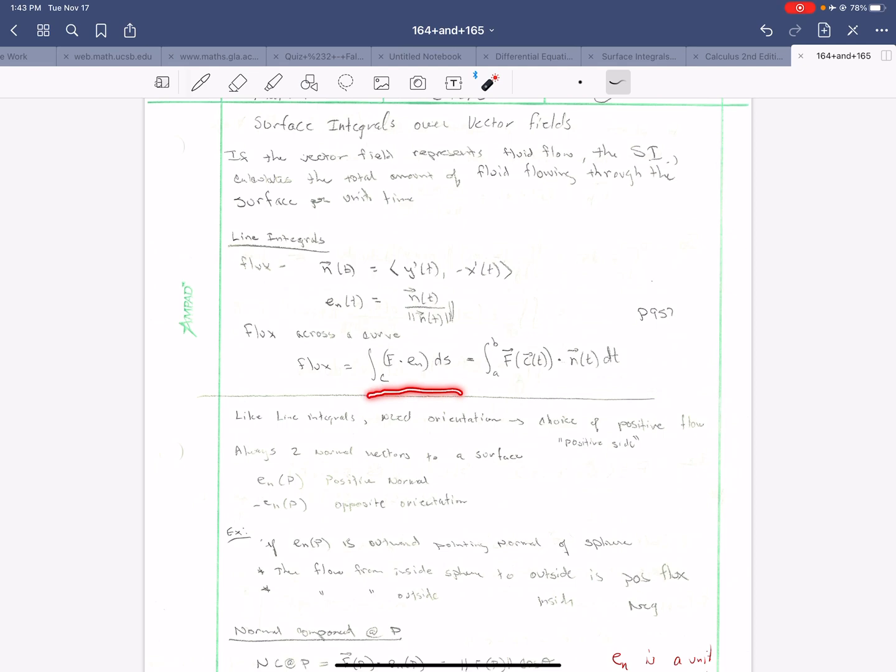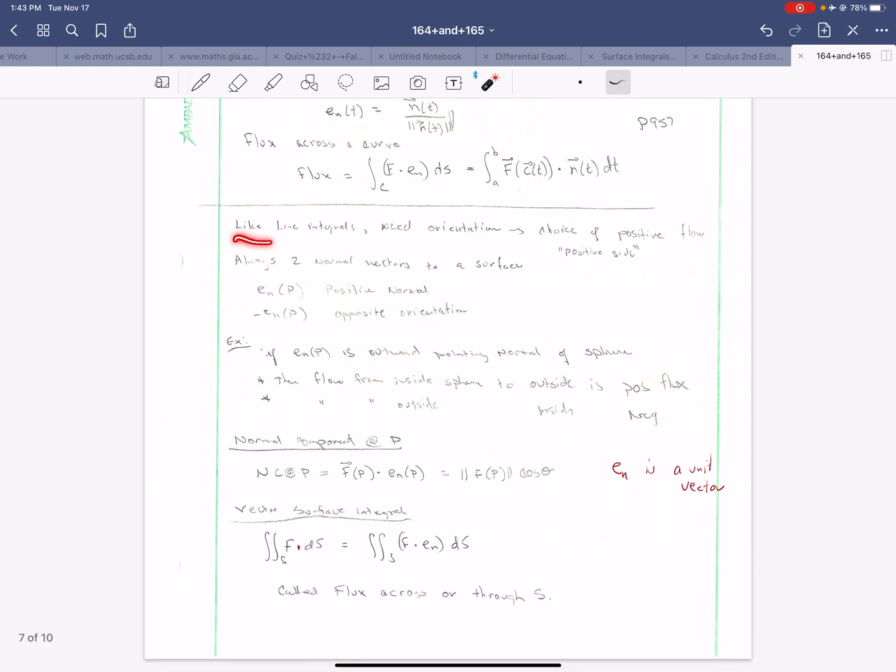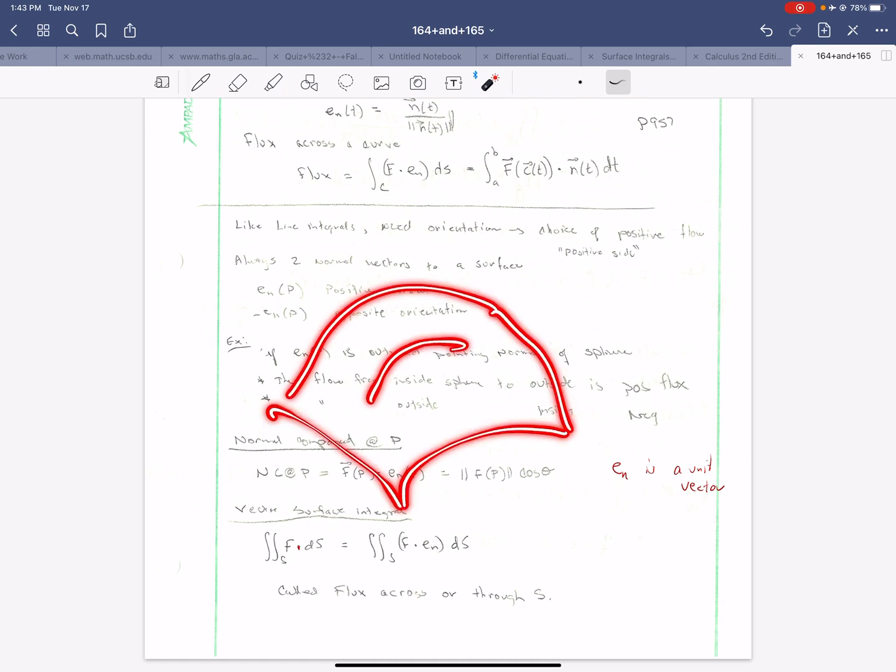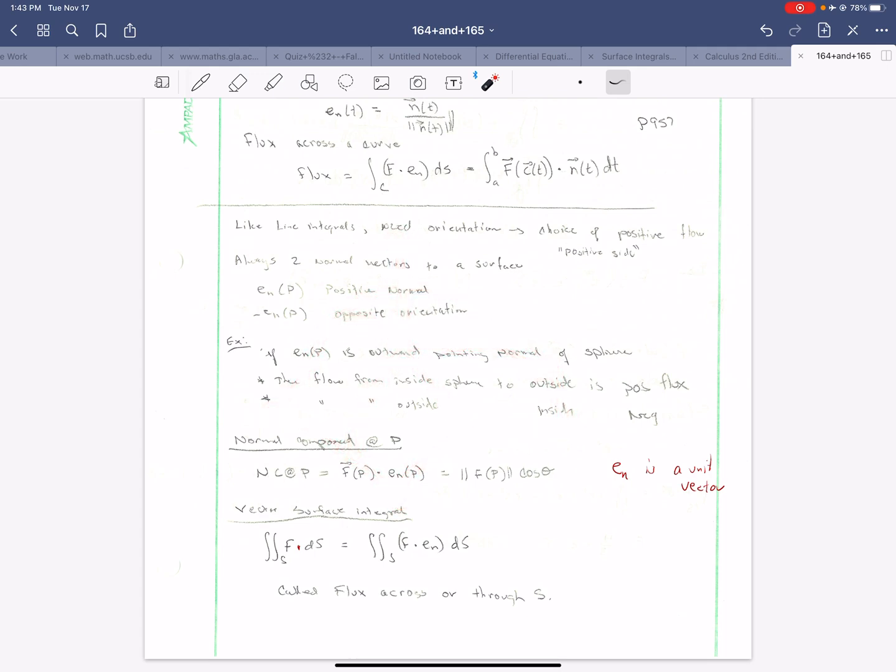If you take that line integral and compute it, you will get the total flux, or what crosses that wire per unit time. Then, like line integrals, we do need an orientation. An orientation is just a choice of the positive side. If you have a surface that looks like this, you could designate that up is the positive orientation, and down would be the opposite or negative orientation. We usually use E sub n at P to represent the positive normal vector, and negative E sub n at P to be the negative orientation.